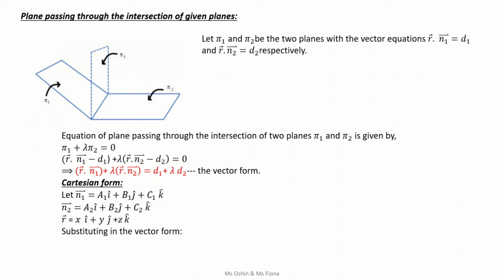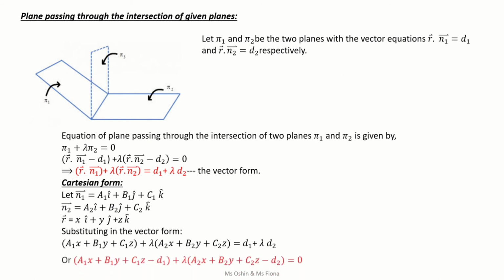Substituting in the vector form, we obtain a1x plus b1y plus c1z plus lambda times a2x plus b2y plus c2z is equal to d1 plus lambda times d2. Rearranging, we get a1x plus b1y plus c1z minus d1, which is the equation of plane 1, plus lambda times a2x plus b2y plus c2z minus d2, which is the equation of plane 2, is equal to 0.